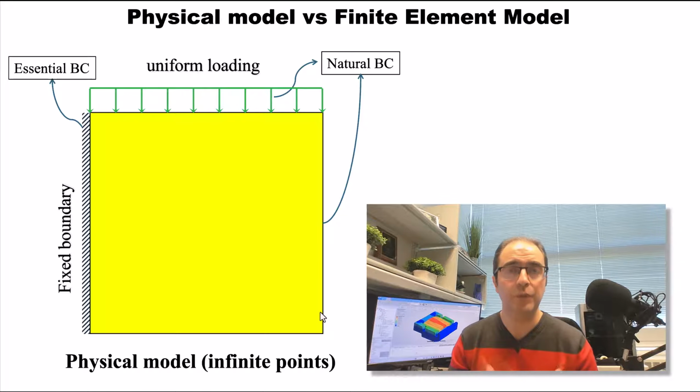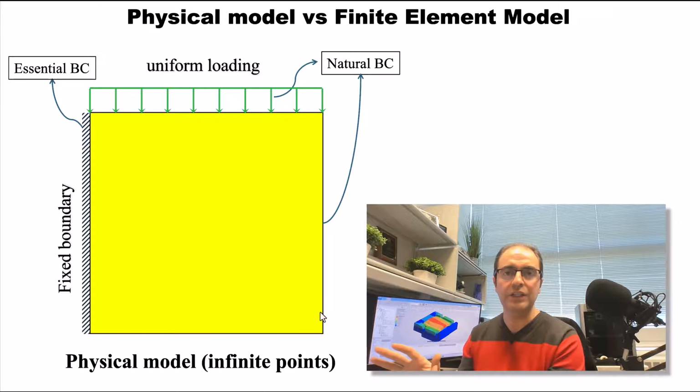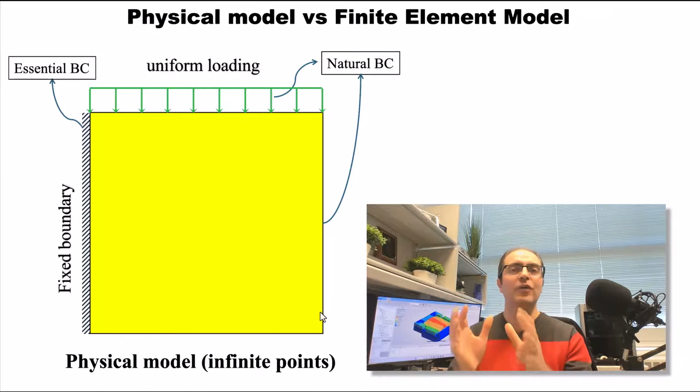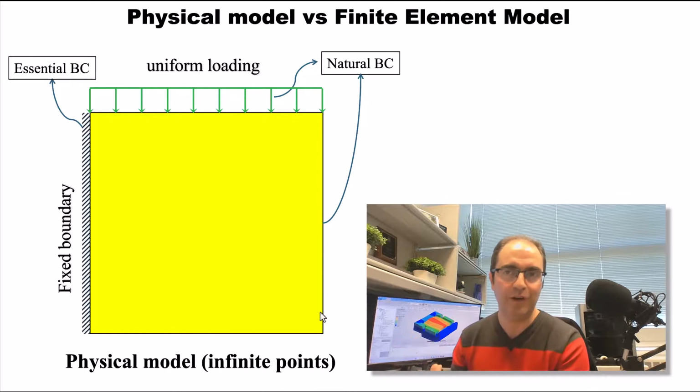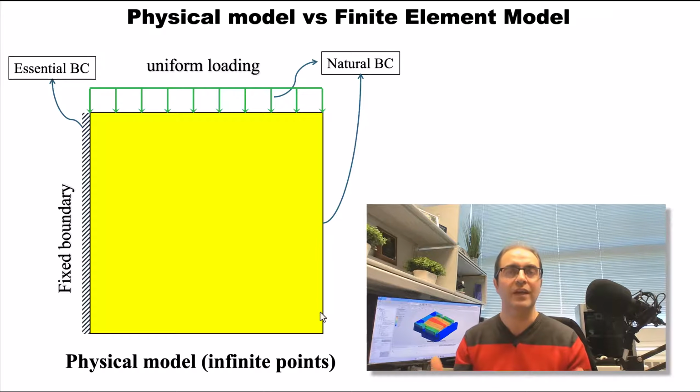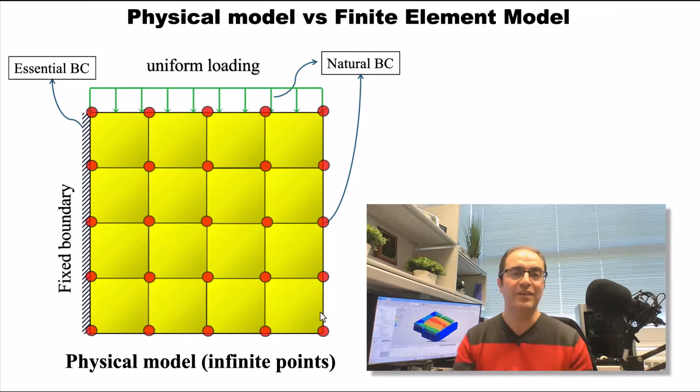When we want to solve this numerically, like what we did in numerical integration, we need to divide this whole area into smaller pieces. In fact, like integration, we cannot have an infinite number of areas. So having an infinite number of areas for numerical integration is equivalent to having an infinite number of points inside this physical model. In fact, this physical model is a continuum, right? So it has an infinite number of points. If you want to solve this numerically, you cannot do that with an infinite number of points. Then what do we do? We divide the entire area into smaller elements.